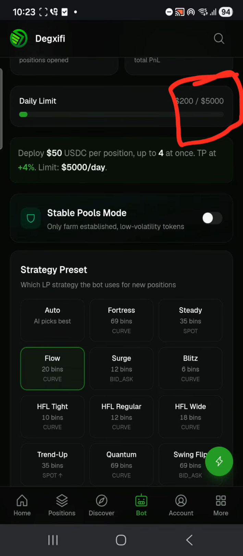I only increase this daily limit anytime I want to LP with bigger capital, and my daily limit is still here. Why is it here? Because I just started for the day. I have not exhausted anything. I've deployed only $200 for today. And I told the bot that I don't want to provide liquidity more than $5,000 in a day.